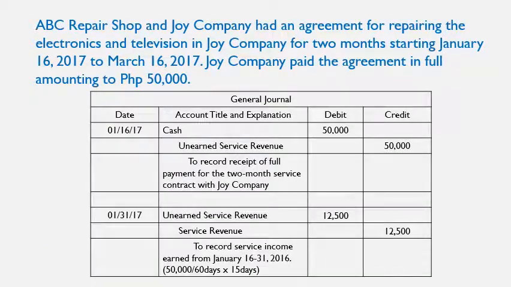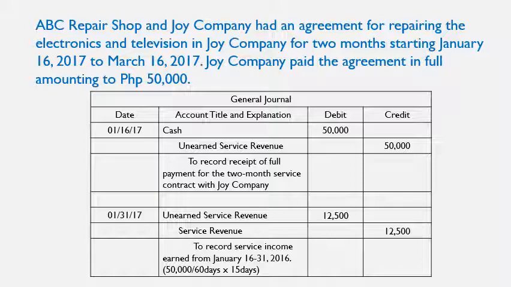So, this will be our entry. Our first entry here, of course, on January 16: debit cash, 50,000, credit unearned service revenue. Unearned service revenue means we have not yet given the service to Joy Company. Okay? So, if we are going to adjust this at the end of January 31, this will be the transaction.